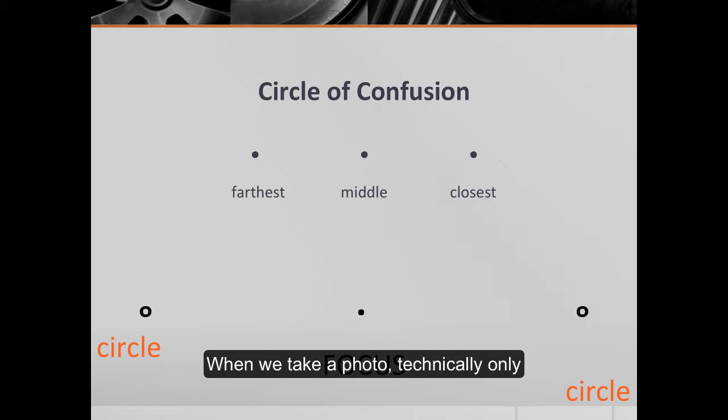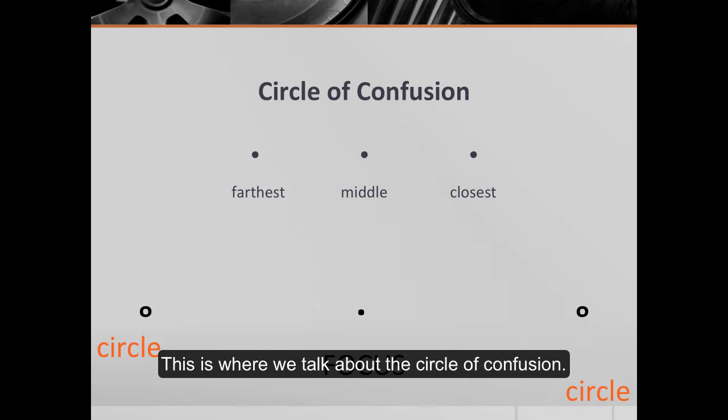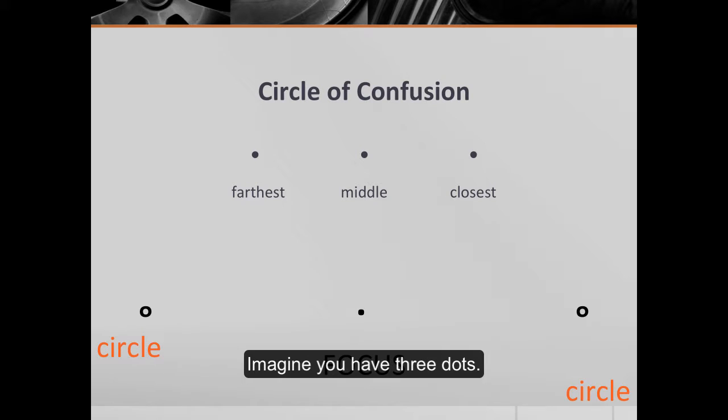When we take a photo, technically only the subject that's in focus and other objects that are at that same distance are in focus. Everything else in front of and behind is out of focus. So this is where we talk about the circle of confusion. Imagine you have 3 dots. Imagine you're photographing 3 dots, the tiniest dots that the human eye can possibly see at 20/20 vision and with ideal lighting conditions.